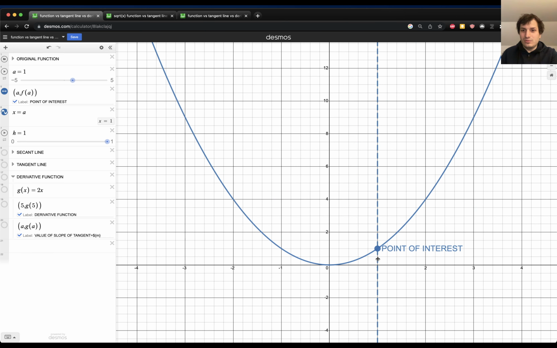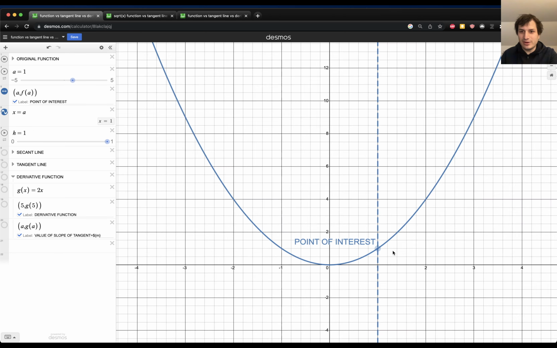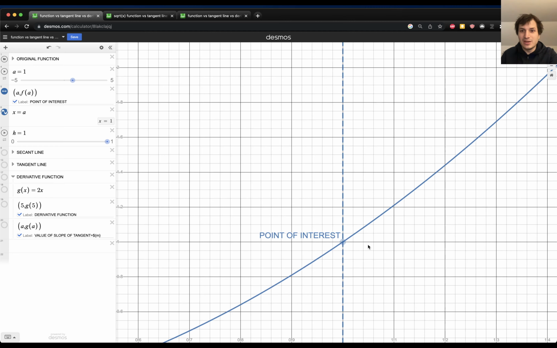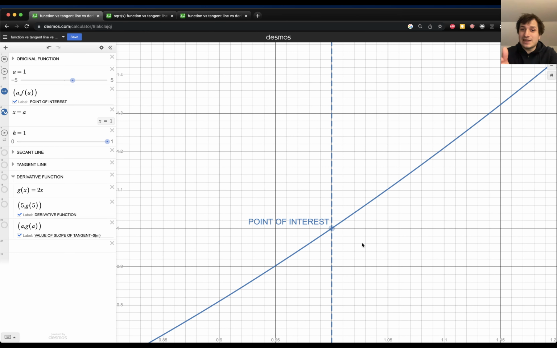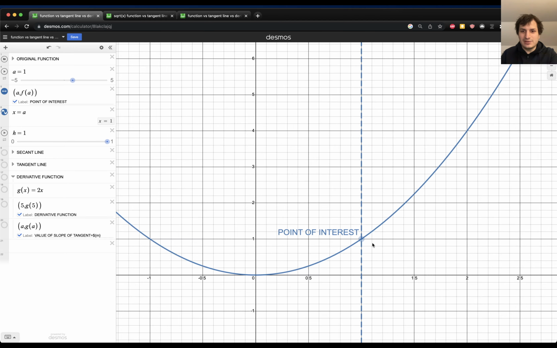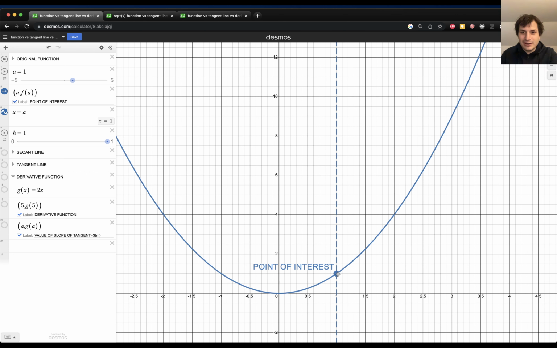And the nice thing about functions is if you zoom in around one point enough, the point of interest, the function will eventually kind of look like a straight line. And when it looks like a straight line, you might ask yourself, what is the slope of that line? If you can figure that out, you can kind of approximate the function really well. So that's what we're going to try to do. But let's zoom out again. And how are we going to do that?